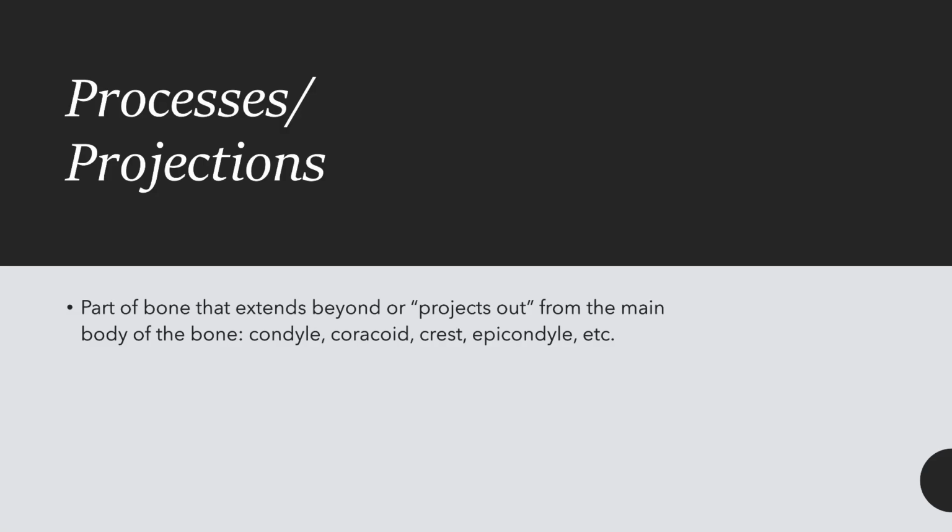Some other types of things that you might hear of on bones: processes and projections, kind of similar to tubercles and tuberosities. This is a part of the bone that's going to project out from the main part of the bone. Other names that you might see similarly: condyles. Coracoid is a type of process that you'll see on the scapula. Crest, an epicondyle. Epi means above, so this will generally be above another condyle. But again, these are all just types of projections, bony knobs.